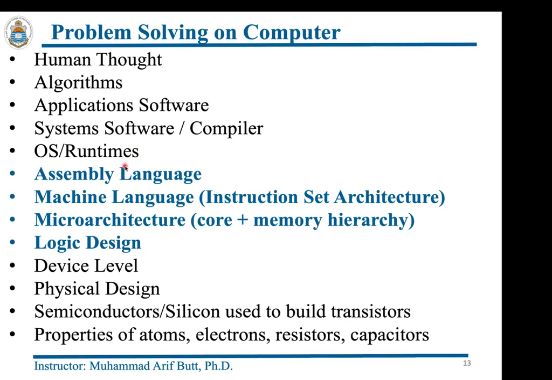Below this, there are the 4 layers shown in blue. These are of our interest in this course, and I will be talking about these in a bit more detail in upcoming slides. And these 4 layers are assembly language, machine language, microarchitecture, and logic design. Dear students, in computer science, we normally don't go below the logic design layer. The layers below deal with the physical design of the silicon chips using transistors, resistors, capacitors, and so on.